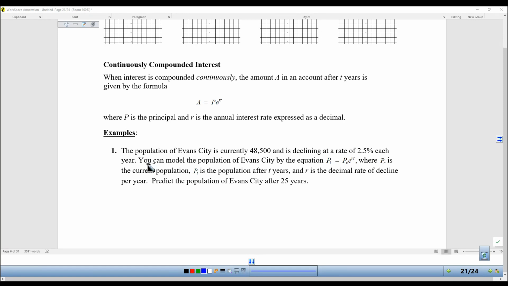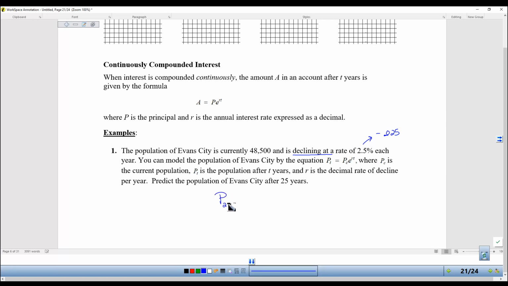So the first one, the population of Evans City is currently 48,500, and it's declining at a rate. So be careful when we change this to a decimal. Not only are we going to move the decimal over 2 places to 0.025, we're going to make it negative. You can model the population of Evans City by the equation P sub t is equal to P sub c e to the RT. So PC is going to be our current population. PT is going to be the population after t years. R is going to be the decimal rate of decline. And our job is going to be to predict the population after 25 years.